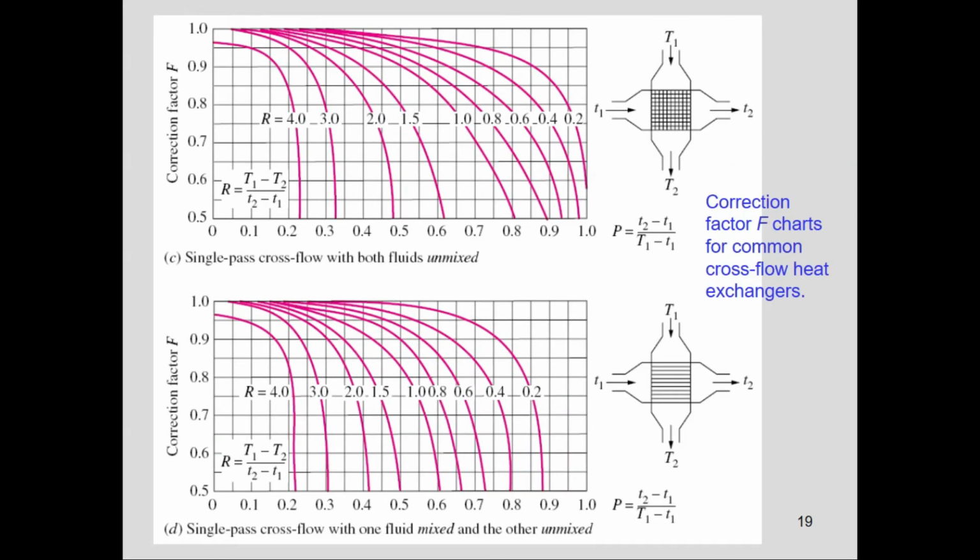Similarly, these are the graphs for single pass cross flow with both fluids unmixed, right? So this is one kind of geometry, and similarly the lower graph is the single pass cross flow with one fluid mixed and the other fluid unmixed. So for different configurations you have different graphs, and these graphs are given, and in your book you can have a look as well, and for different configurations you can get the value of the correction factor.